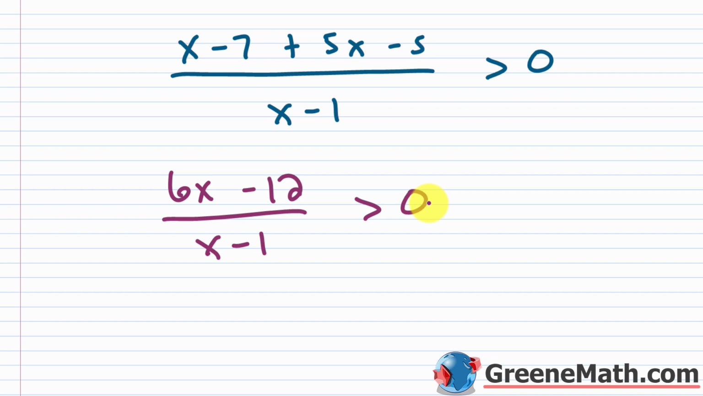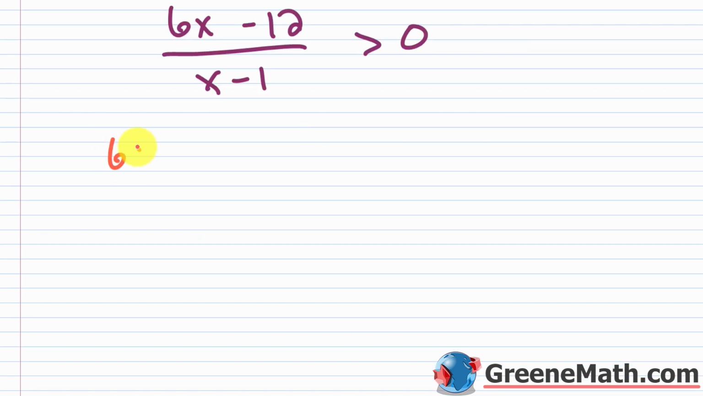Now remember, because we're working with a rational expression, when you set your denominator equal to 0 and solve that, that is going to give you the value or the values that must be excluded, right? Because you can't divide by 0. So that's very important. So I'm going to set 6x minus 12 equal to 0.